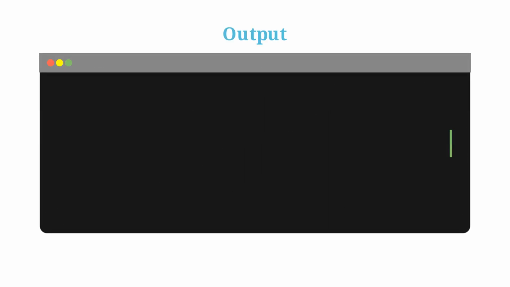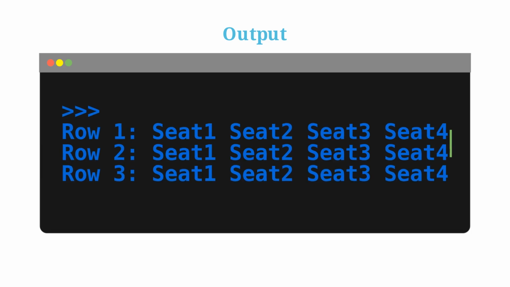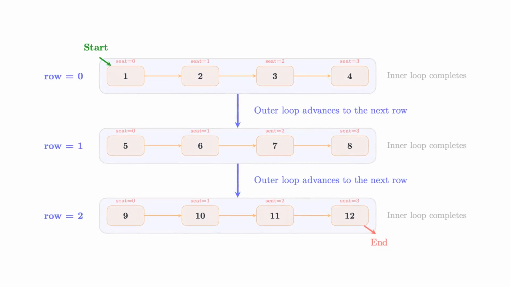And this is what we get. Notice the pattern. For each row, all 4 seats are printed. The inner loop completes completely before the outer loop moves to the next row. Let me show you exactly how this works.